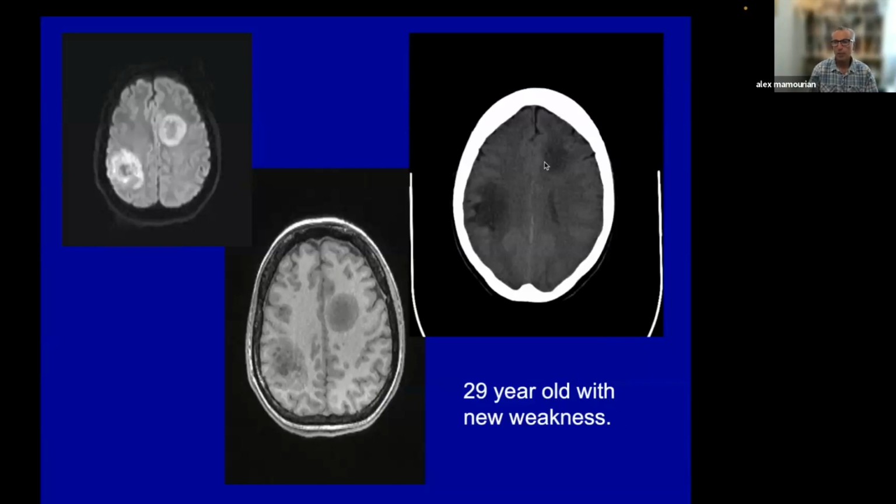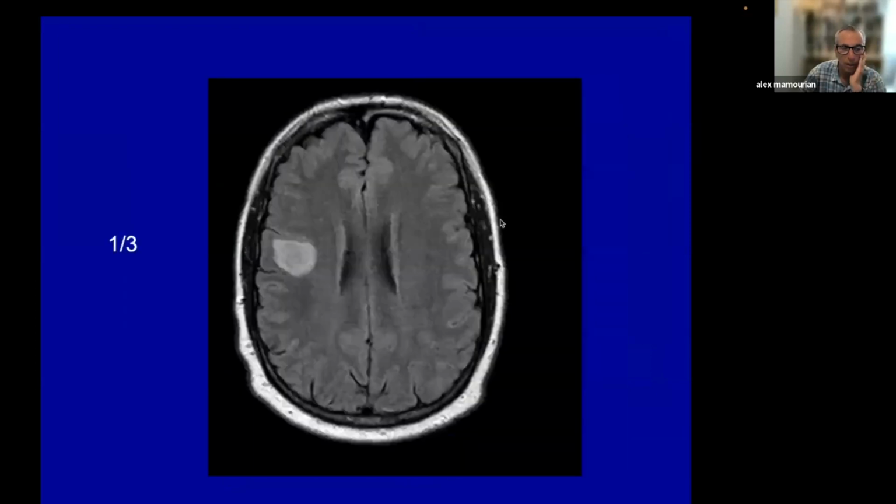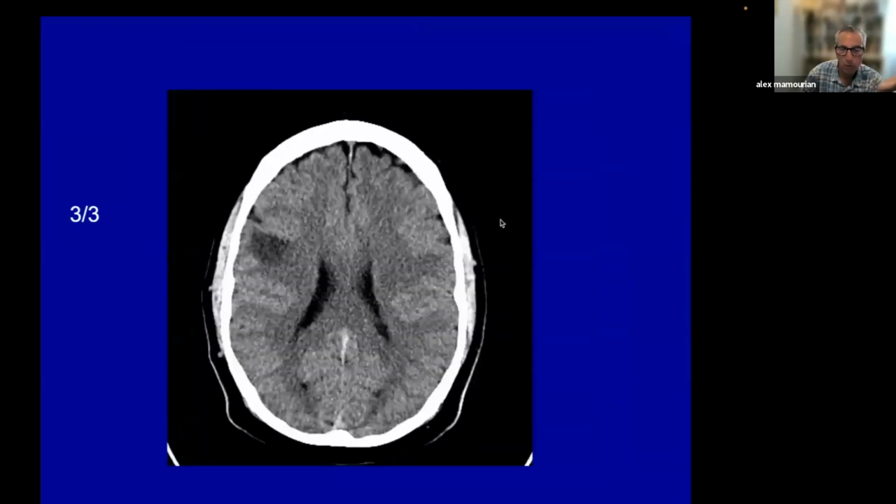This proves to be a helpful discriminating feature between tumefactive demyelination and brain tumors. If we think about tumors like lymphoma and high-grade gliomas, these are usually highly cellular tumors that often can be of higher attenuation than the brain on the CT scan. So when you have lesions that are uniformly low attenuation on CT, with no high attenuation centrally, you want to think about tumefactive demyelination, which both of these cases are.